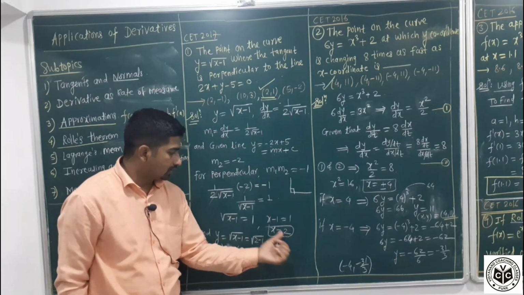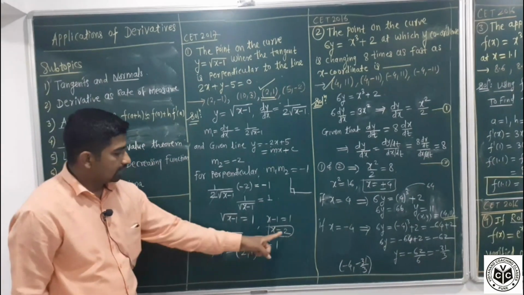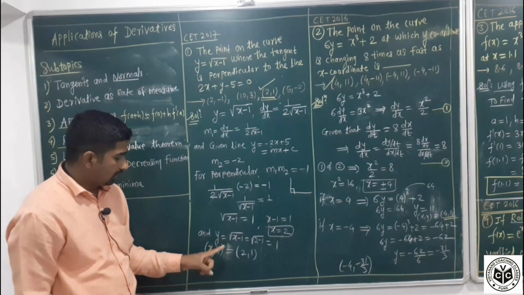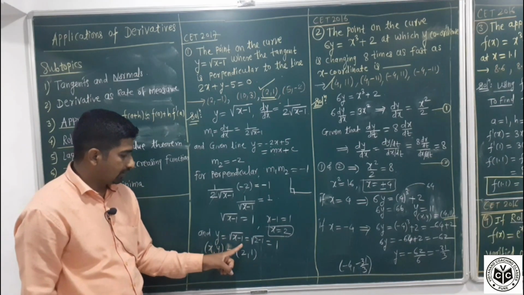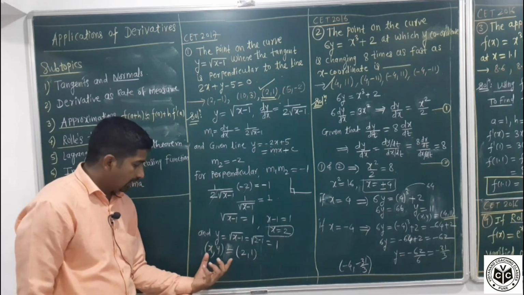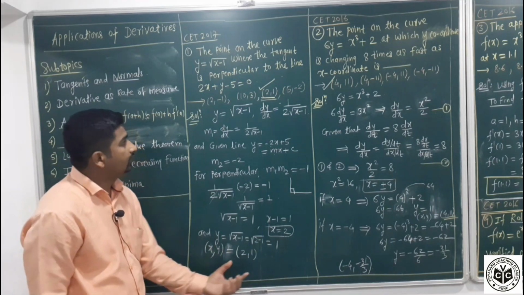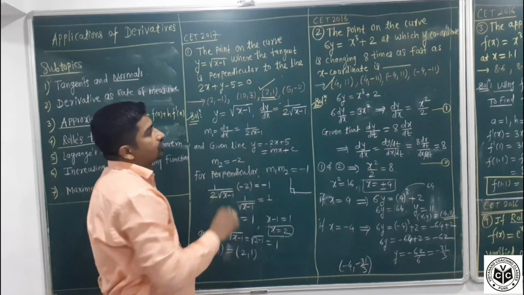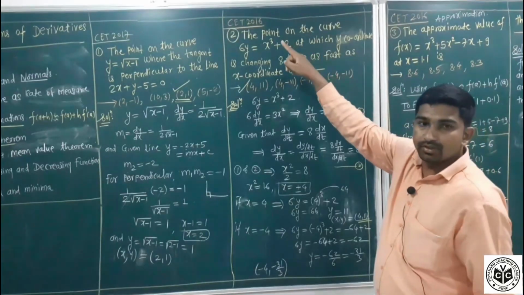So you have to find the corresponding value of y. So put that x is equal to 2, and y equal to root of x minus 1, that is 2 minus 1, root 1 is 1. So my point x comma y is 2, 1. This is your correct option, 2, 1. Next question.